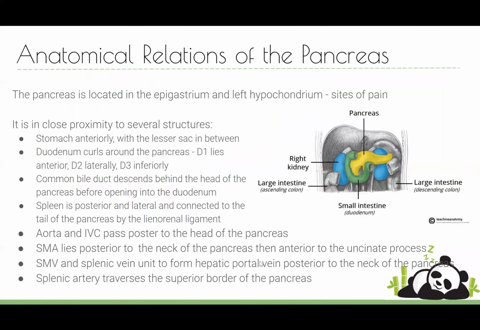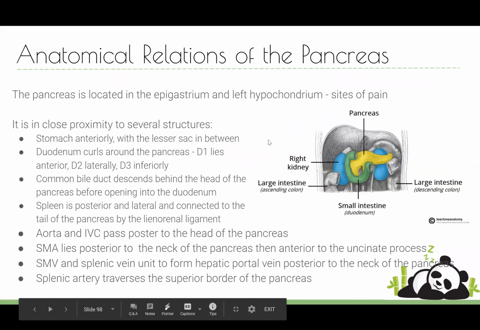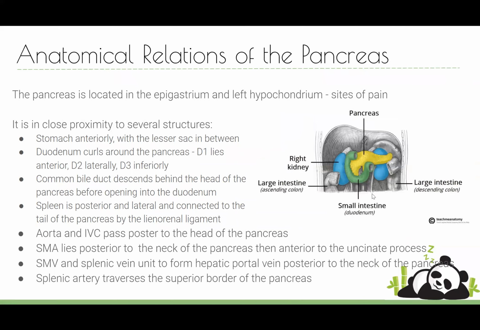Okay, so this is located in the epigastrium and therefore has a lot of sites of pain. It relates to a whole bunch of different structures that can be affected by it. So the stomach lies anteriorly with the lesser sac in between, in front of it. The duodenum curls around the pancreas. D1 lies anterior, D2 laterally, and D3 inferior.